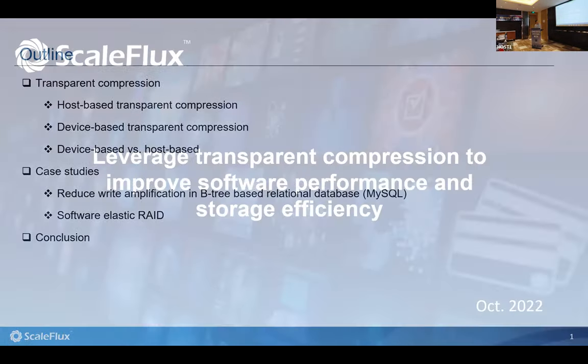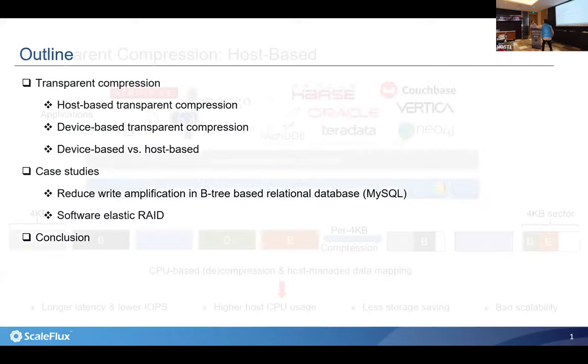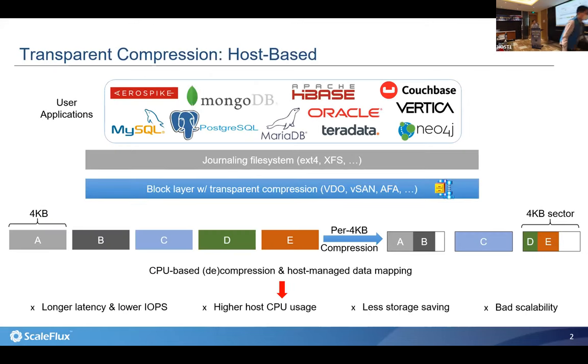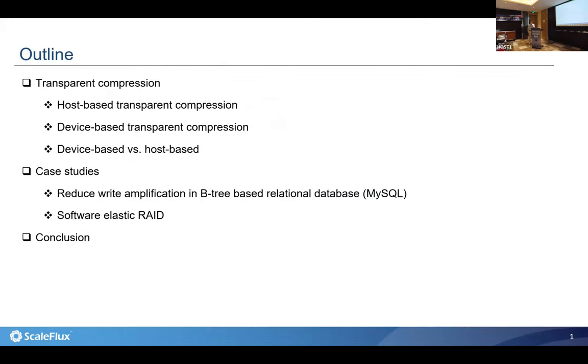So in this talk, we will first go through the concept of transparent compression, including host-based and device-based. And then we will discuss the advantages of device-based transparent compression over the host-based transparent compression. And then we will use two case studies to show how transparent compression can be used to reduce write amplification in B-tree-based relational database, and how we can use it to improve the efficiency of software elastic grid, following the last second group.